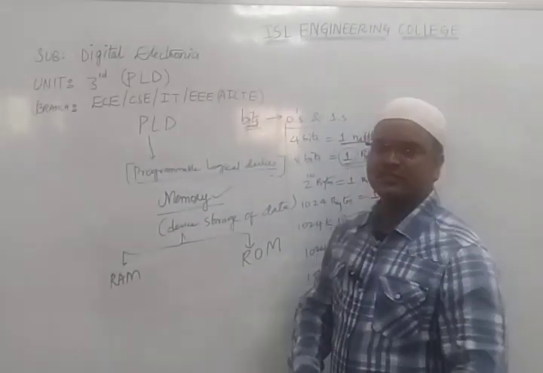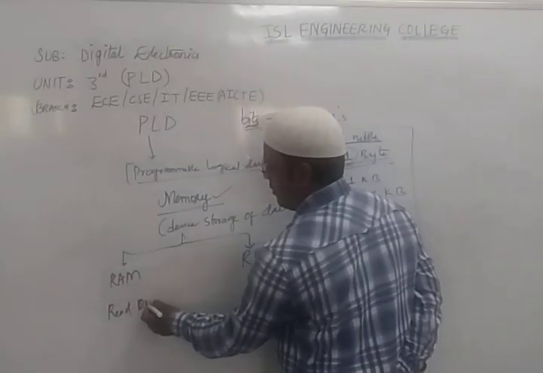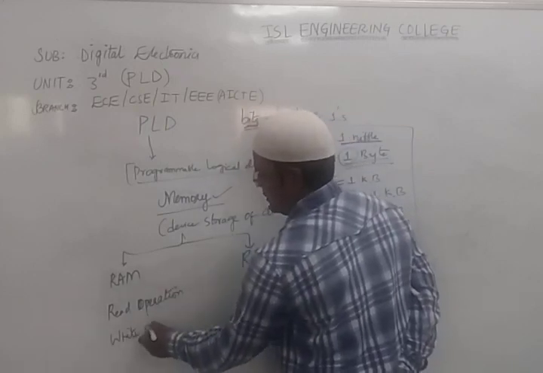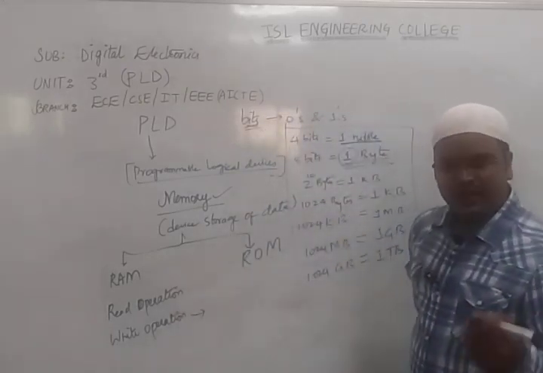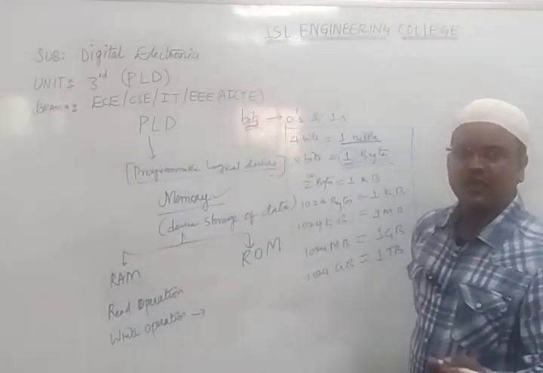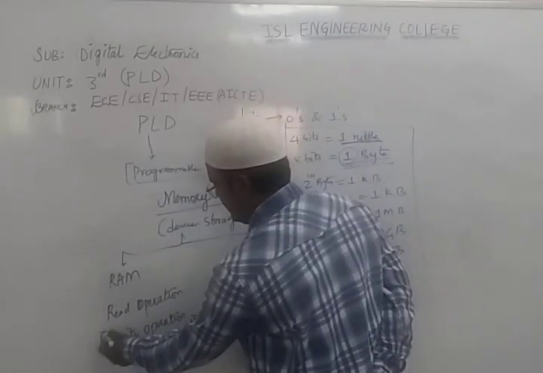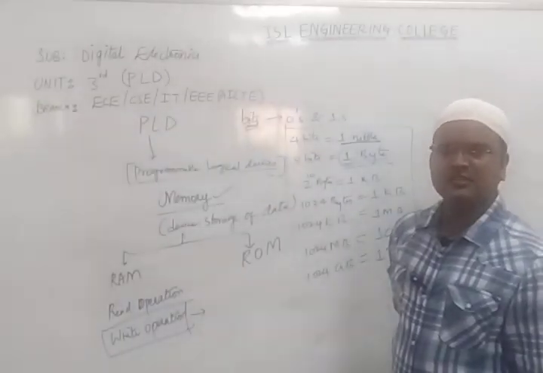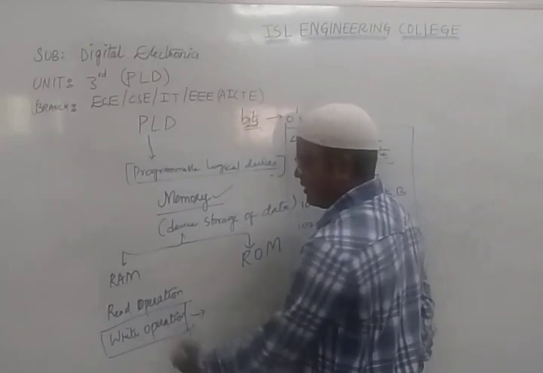What is the meaning of read operation and what is the meaning of write operation? We should know both. Write operation means you have the data and you want to insert it into the memory. When we want to write something, that means we are inserting the data into the memory, and that is nothing but the write operation. When you want to add some data inside the memory, that comes under the write operation.